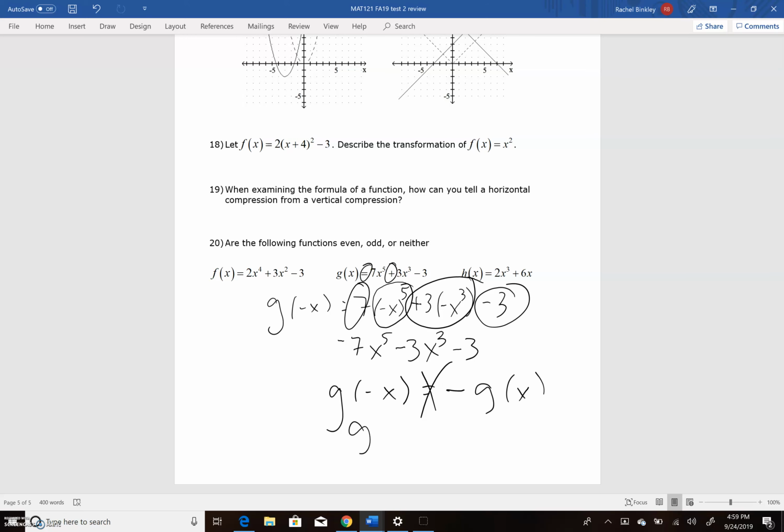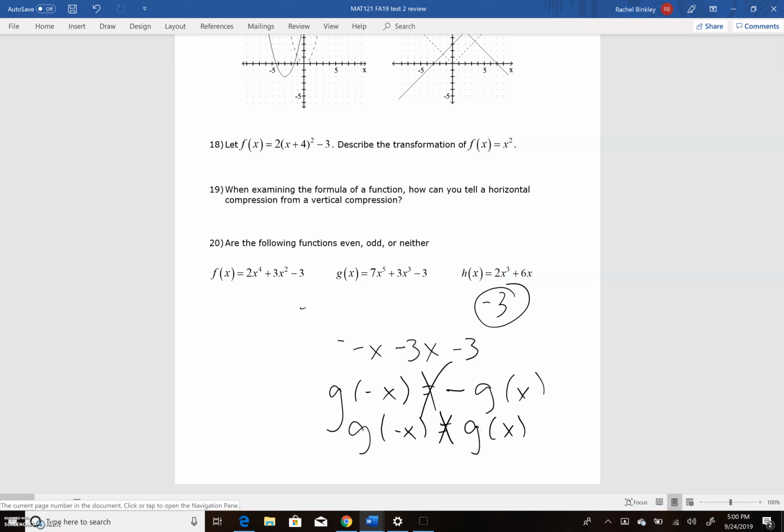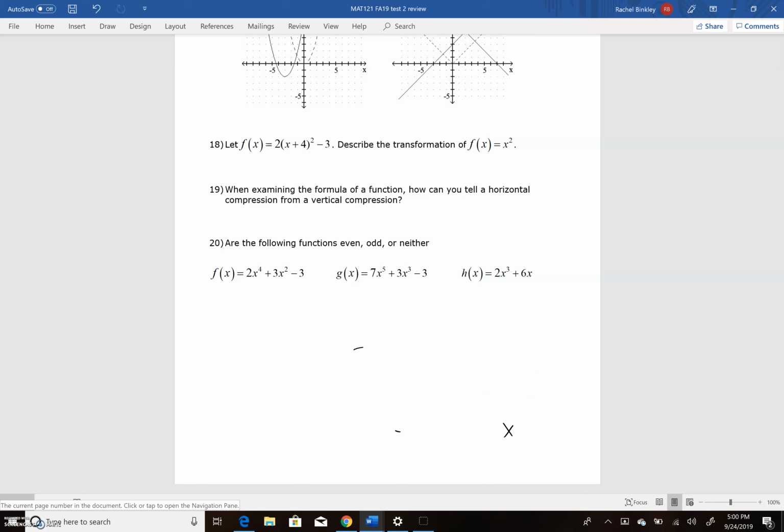We can also say that g of negative x is not equal to g of positive x. So if it's neither one of those things, this is not even nor odd, because neither one of those is correct. But over here, this will be.